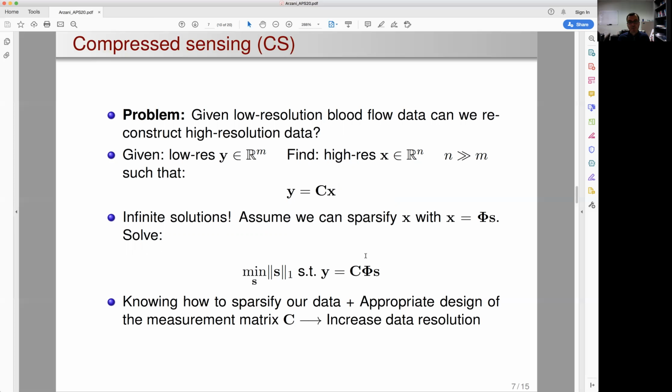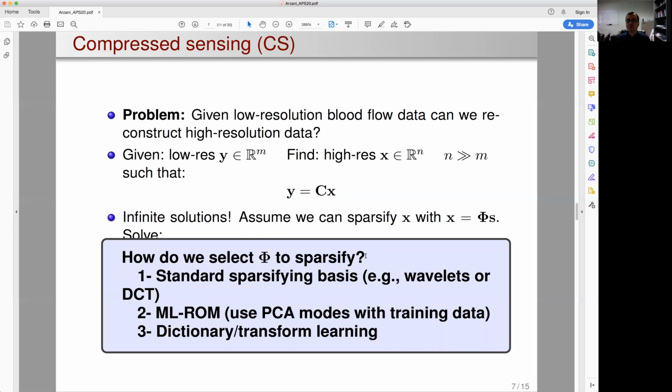So now the question you might ask is, how do we select this transform phi to sparsify our data? There are three main approaches. The first is that we can use standard sparsifying bases, for example, wavelets or discrete cosine transforms, among other bases. Or we can use machine learning reduced order models. So basically we use PCA modes and we train with training data to learn the sparsifying basis. And finally, we can directly learn the sparsifying basis from our data using dictionary or transform learning. So in this talk today, I'm going to talk about the first two approaches.